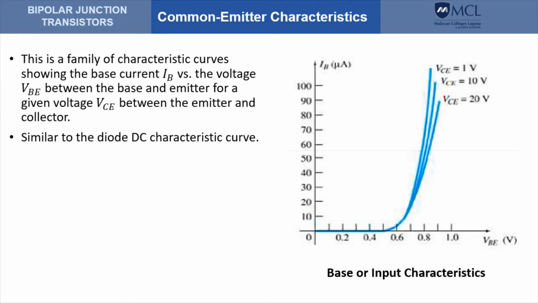So let's talk about the common emitter characteristics. There is actually a family of curves for every transistor configuration, and we'll only talk about the characteristics of the common emitter configuration. So the common emitter would look like this for an NPN transistor. Okay, so this would be the base, the collector, and the emitter.